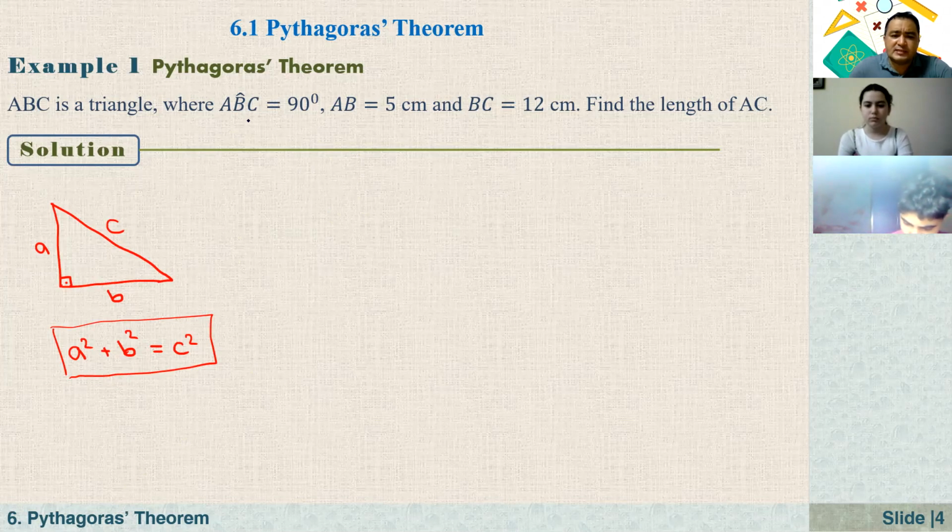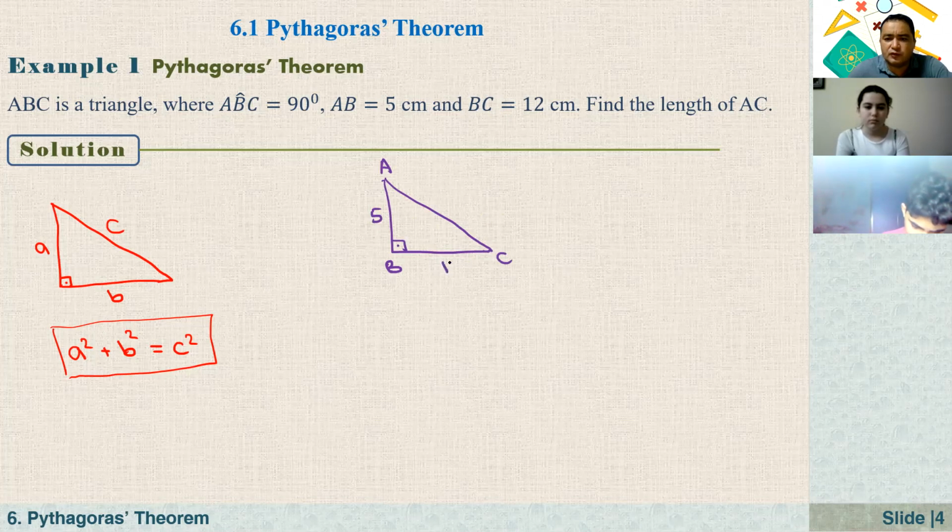So in this question, it says that angle ABC is 90 degrees. That means that angle B is 90 degrees. So let me just draw this quickly. This one is 90 degrees, and this one is angle B. AB equals 5. Let's say this one is A, so this one is 5. And this will be C, of course. And BC is equal to 12. Find the length of AC. So what is AC? Let's say it is X.